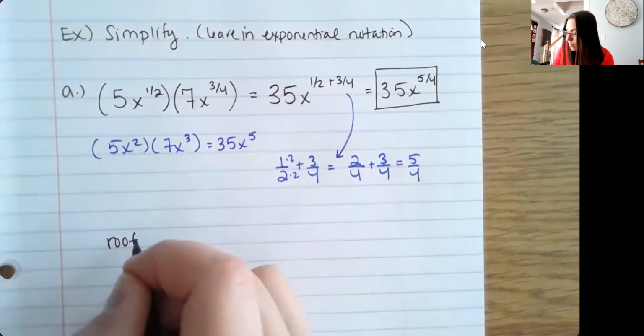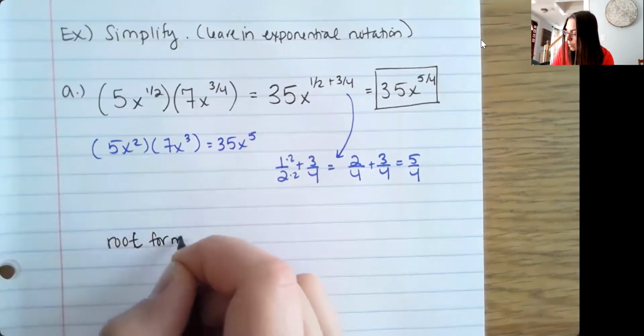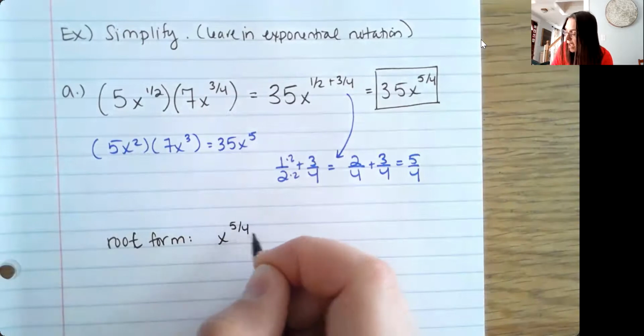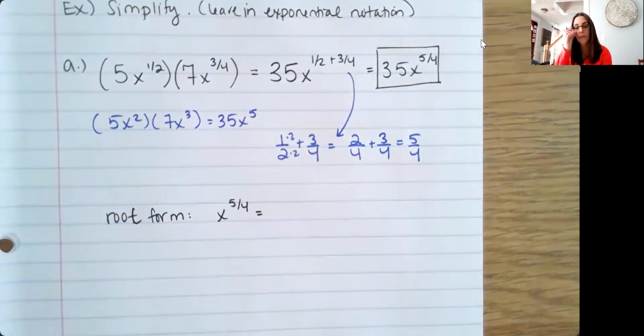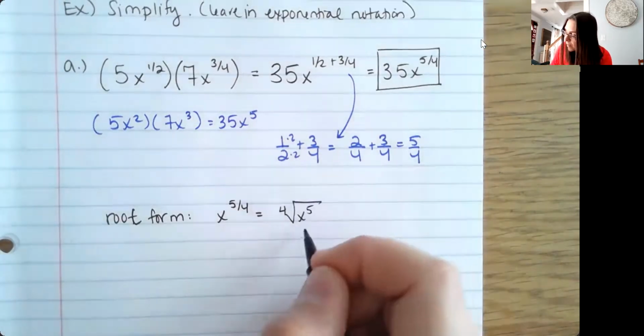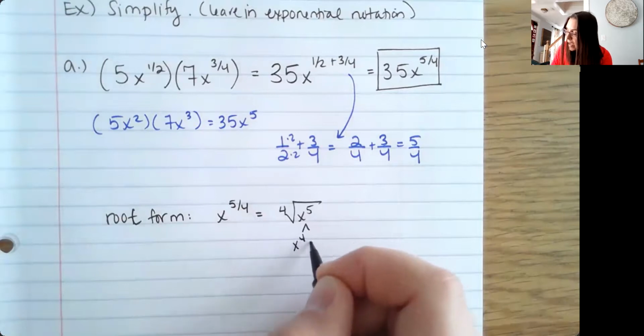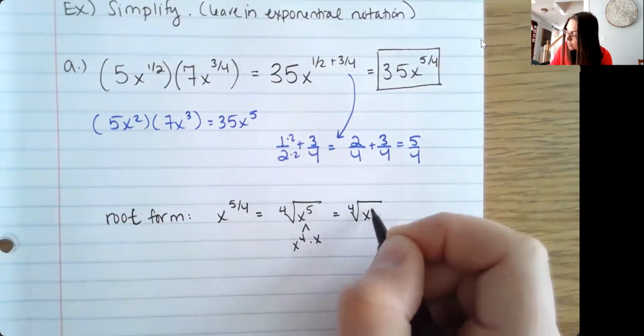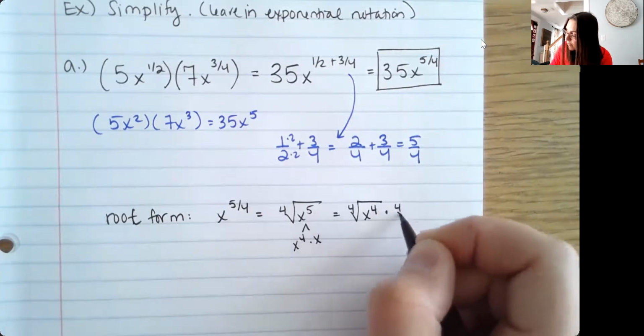or radical form, so root form. Let me do one of those as well. So let me just work with the x to the 5/4 for a second, because that's the only part that has the rational exponent. So if you wanted to go the other way, this is the 4th root of x to the 5th. And think about this. I have x to the 4th times x. So what I could do here is write this as x to the 4th times the 4th root of x.